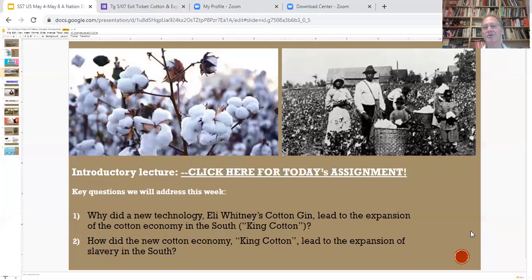Sometimes the technology, yes, it leads to progress in some ways, but in other ways, technology can be, from a human point of view, very destructive. In this case, it became destructive because ultimately it would produce an expansion of slavery in the South, and an expansion of slavery which would ultimately lead to the Civil War of 1861 to 1865.